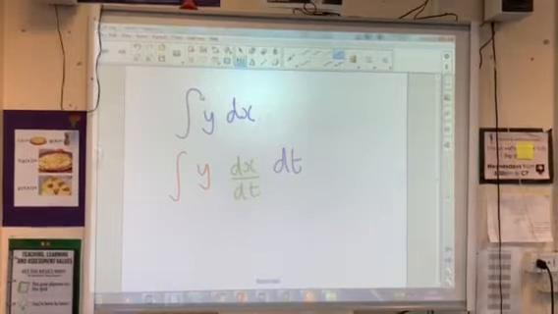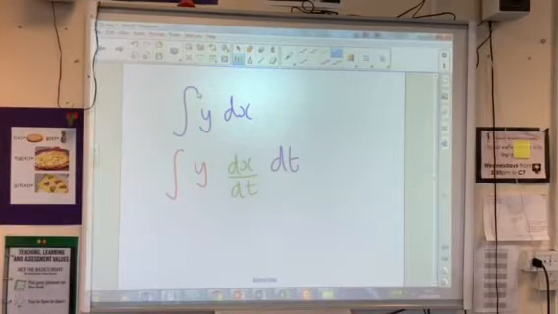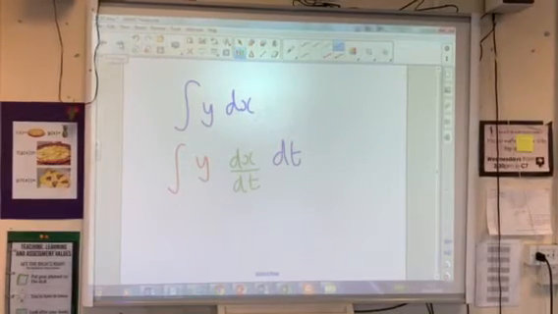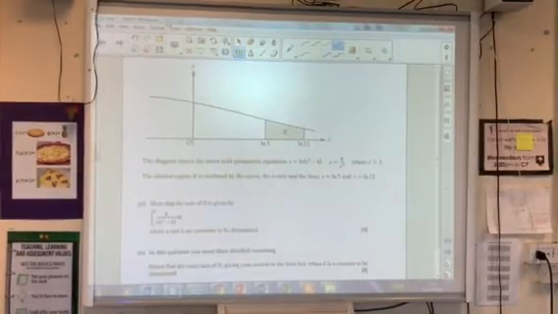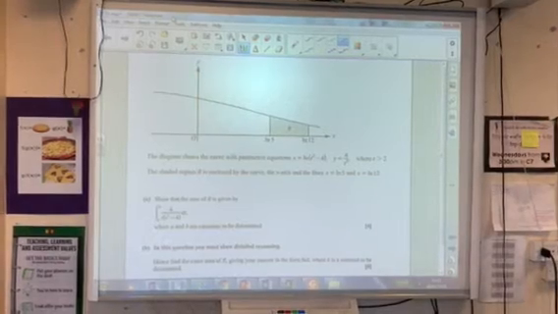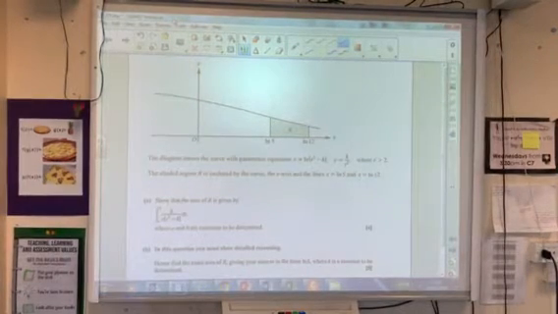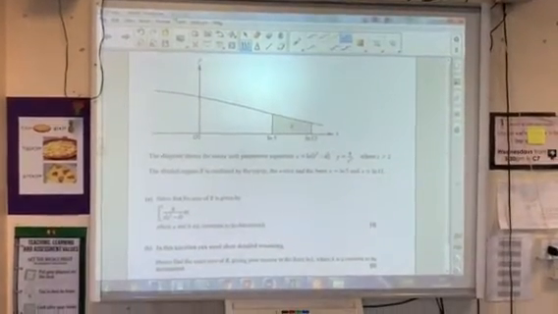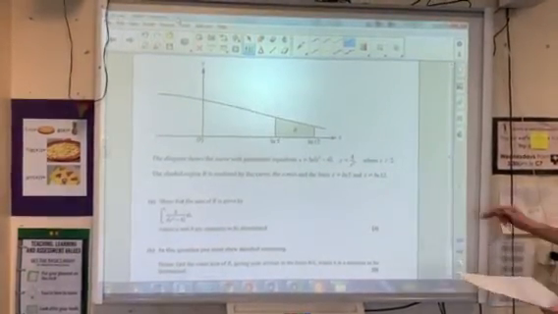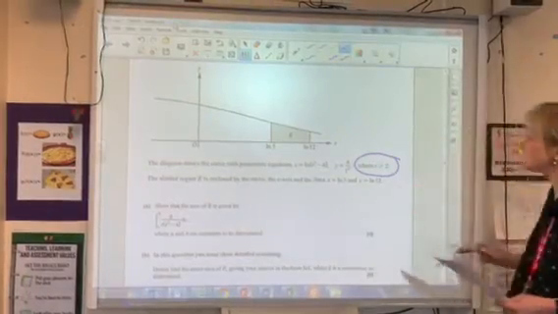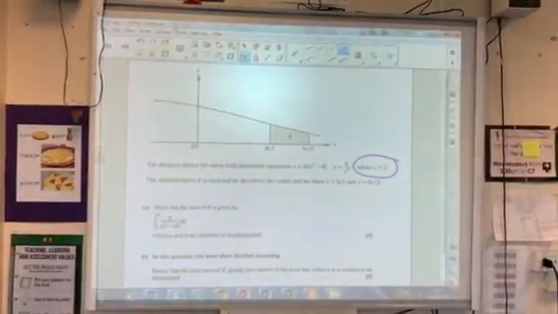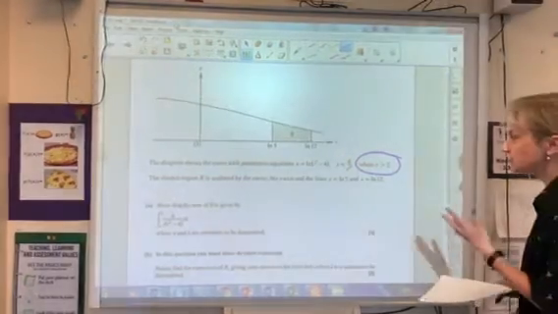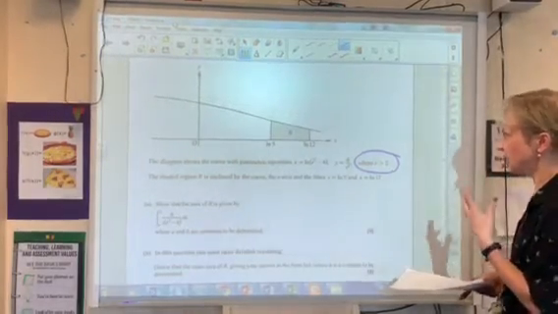So the question we are looking at is from paper 3, set 4, and it's this question here. We've got a diagram showing the curves with parametric equations: x equals the natural log of t squared minus 4, y equals 4 over t squared, and we're being really vigilant and spotting that t has to be greater than 2. We'll need that in a moment. We are going to find the area of the shaded region.